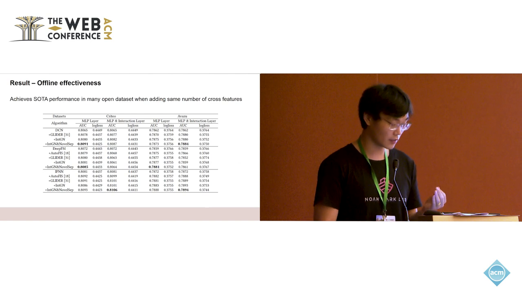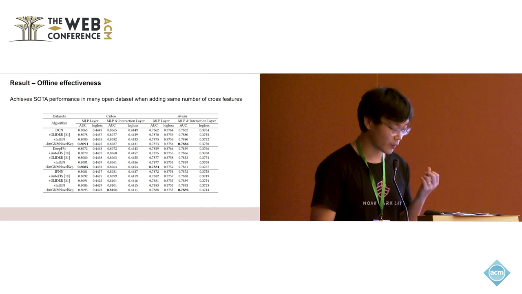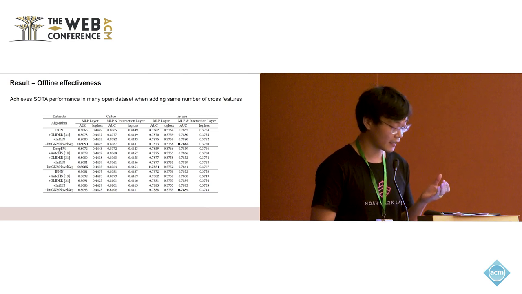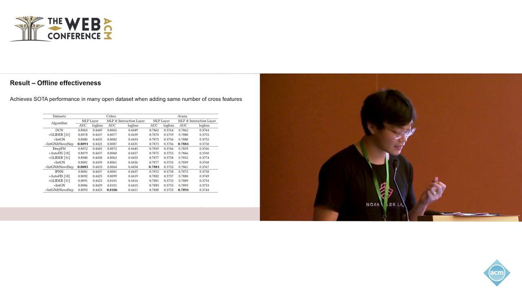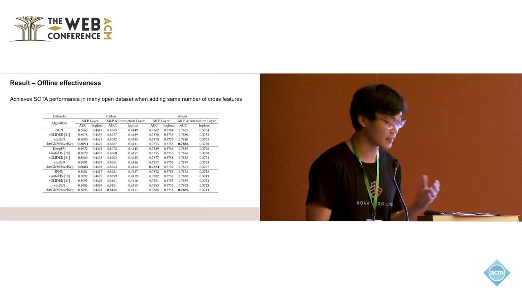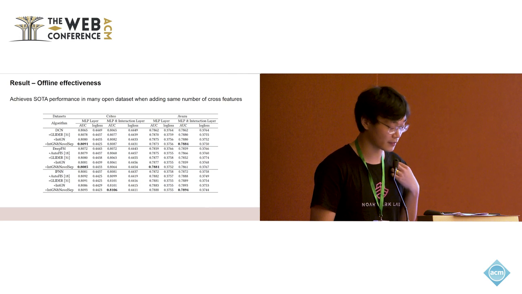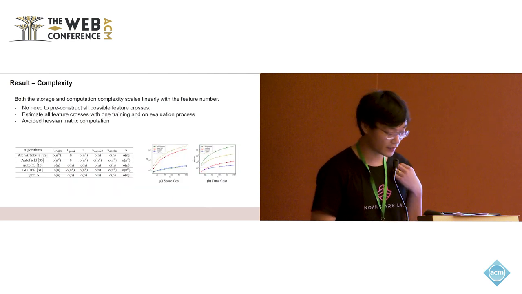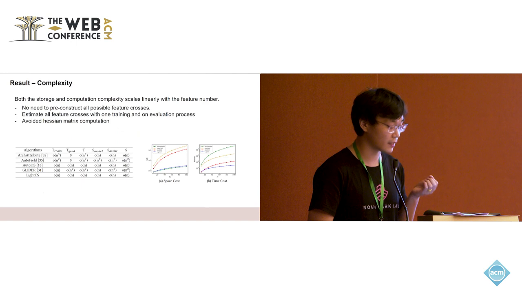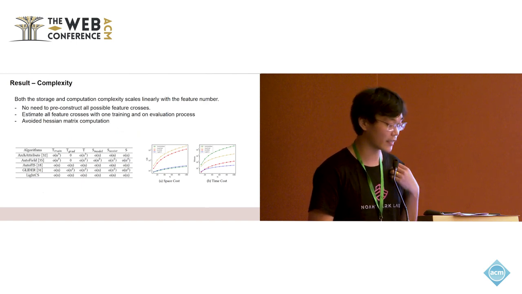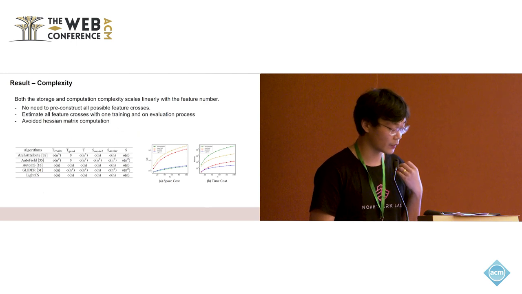So our performance, first is our offline performance. We have compared it with many previous works like the one proposed by Meta and AutoFIS proposed by Huawei. This is a gradient-based method, and we do outperform the previous methods. And as to the complexity, we compare with traditional feature selection algorithms, and we are the only one that can keep linear complexity with regard to the training time, the training storage, and the evaluation time.